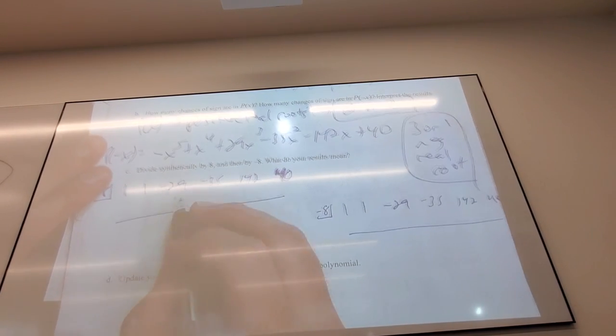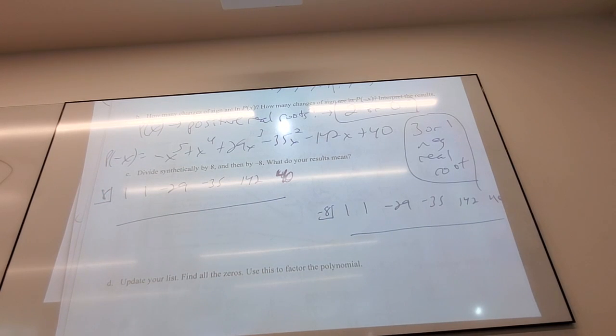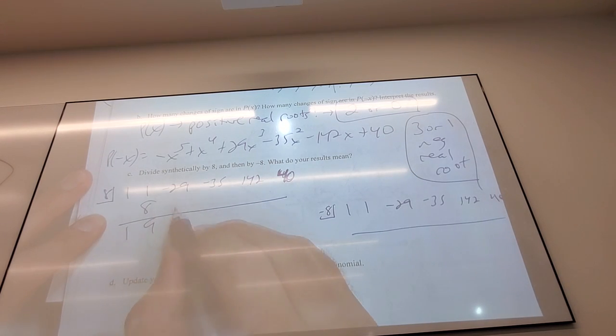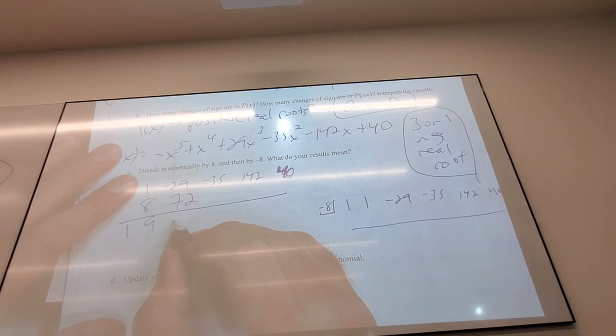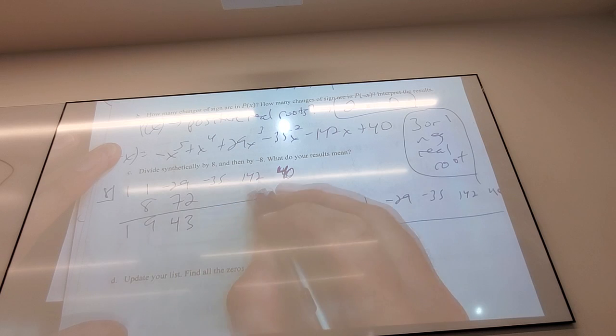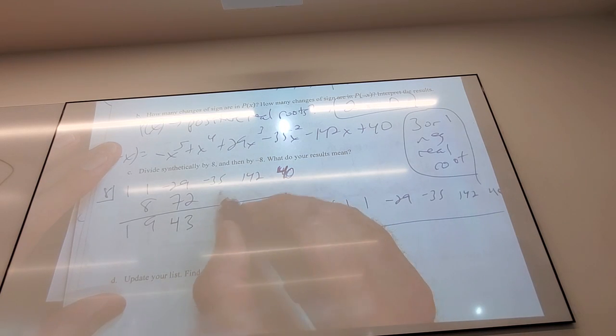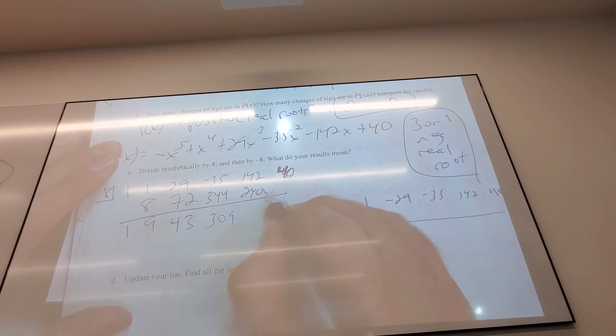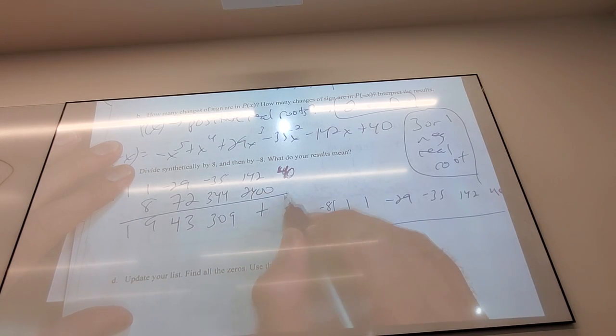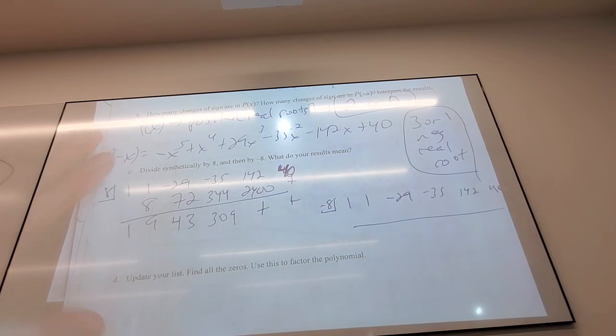So let me show you a little trick. At this point, I'm hoping you all just eat synthetic division for lunch, right? Synthetic division is great. Multiply, add, multiply. Already, this is looking a little crazy. 43 times 8 is 344, I believe. And then that's 309. And this is 2400 something. Look what I'm doing. Positive, positive, positive.